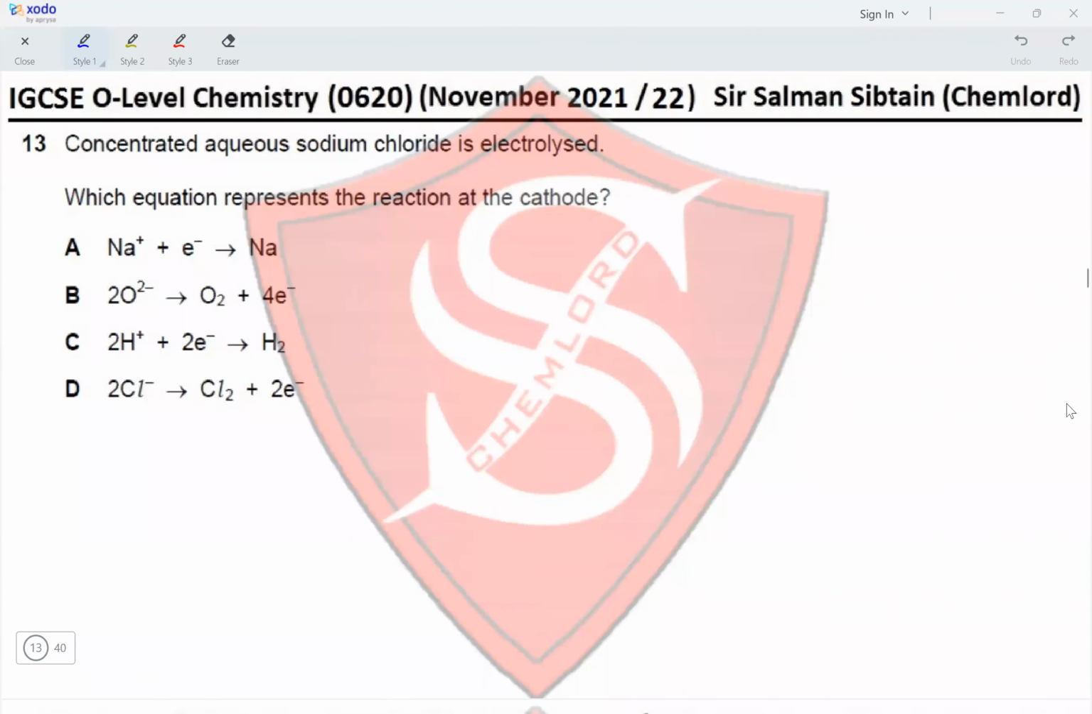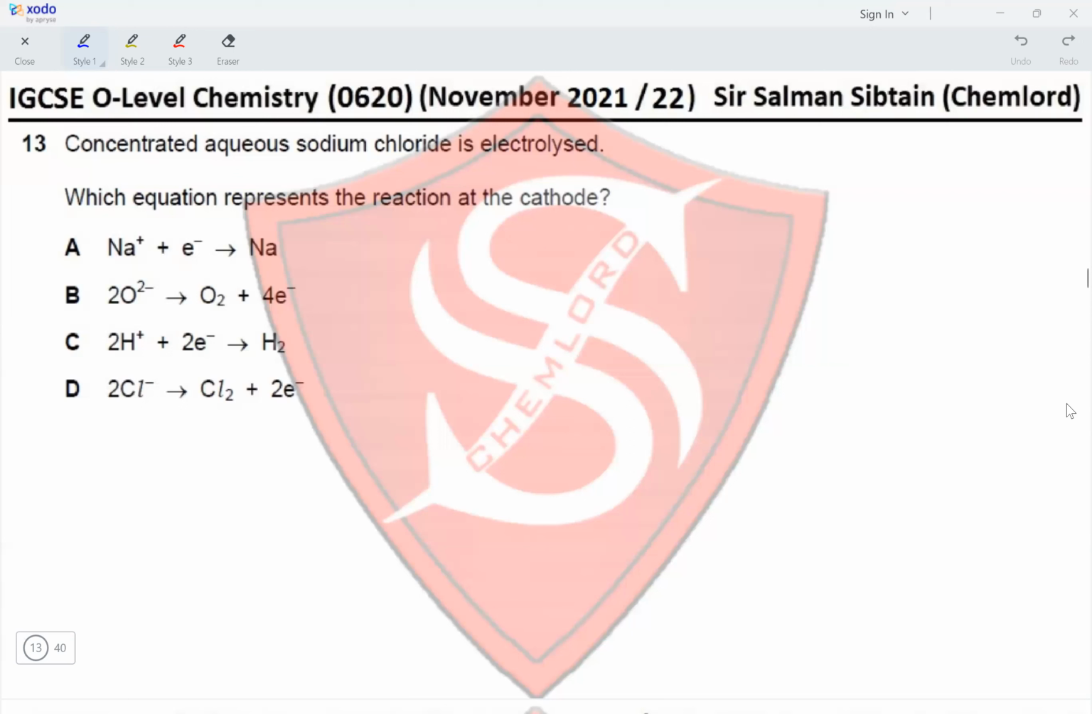Question 13. Concentrated aqueous sodium chloride is electrolyzed. Which equation represents the reaction at the cathode? So concentrated aqueous sodium chloride. So we have water, we have sodium chloride present. So cathode is where reduction takes place. Sodium ions will be reduced to sodium, or H positive ions will be reduced to hydrogen. Now, since we have hydrogen ions and sodium ions present, hydrogen is less reactive than sodium, so it will be preferentially discharged over sodium. So the production of hydrogen gas will take place at the cathode.